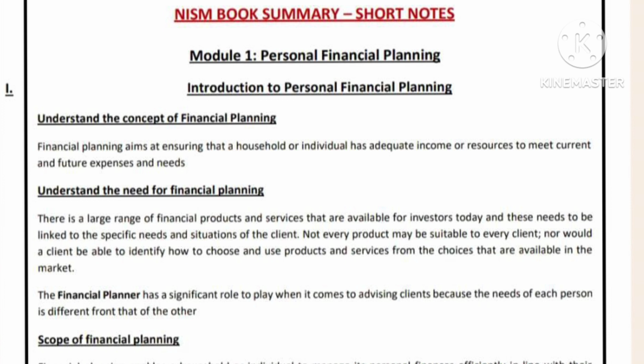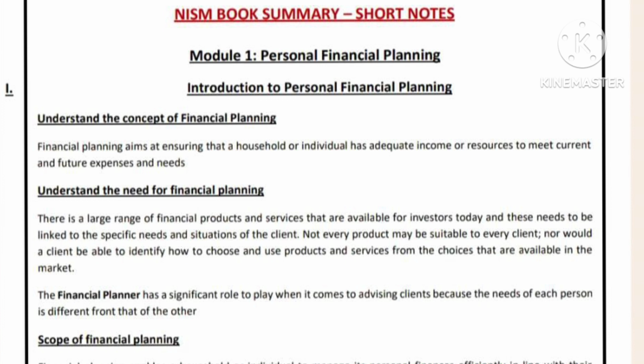What is the scope of financial planning? Financial planning enables a household or an individual to manage its personal finances efficiently in line with their short and long term objectives. The objectives can be different; some may have a short term objective, some may have a long term objective. A long term objective can be retirement planning or a child's education or a child's marriage.